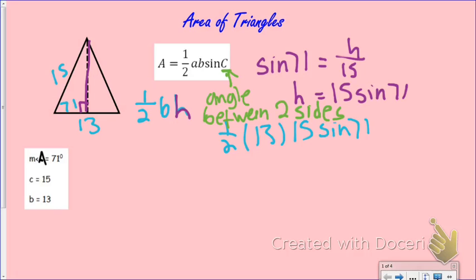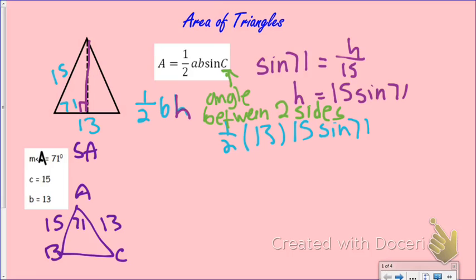So let's take this example down here. I know that I have a triangle, so let's go ahead and draw it. This is A, B, C. Angle A is 71 degrees, side C is 15, side B is 13. And I know one angle and the two sides around it. So this is a case of side, angle, side. So that's when I'm going to want to use this formula. I'm going to use this formula when it's side, angle, side.